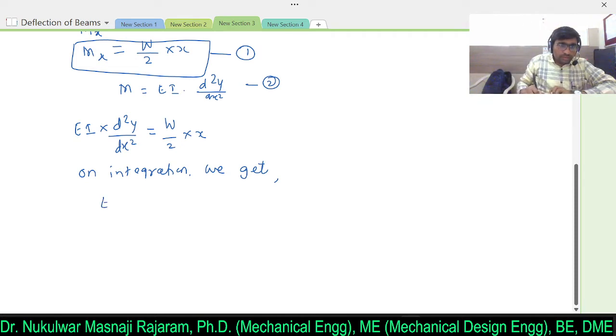here EI is constant, then integration of d2y divided by dx square is dy by dx, equal to W by 2, it's a point load and it's a constant, into integration of x, which is x square divided by 2, plus C1. Now what is C1? C1 is the constant of integration.